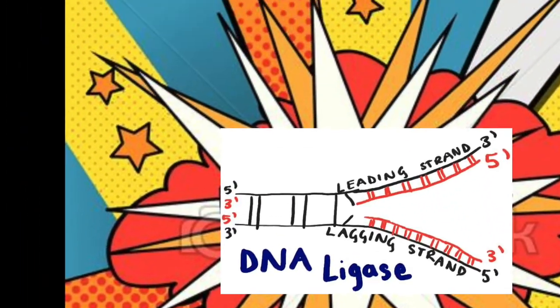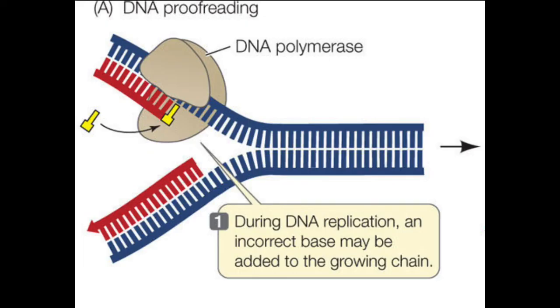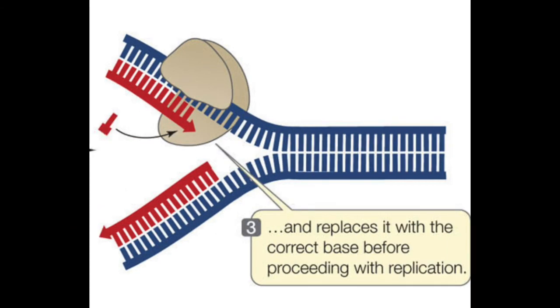Upon the completion of the DNA synthesis, DNA polymerase I and III comb through the two new daughter strands, repairing any incorrect base pairings.